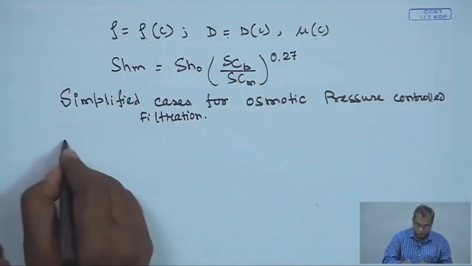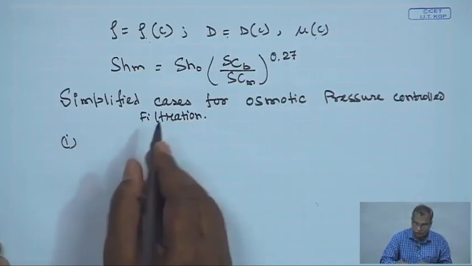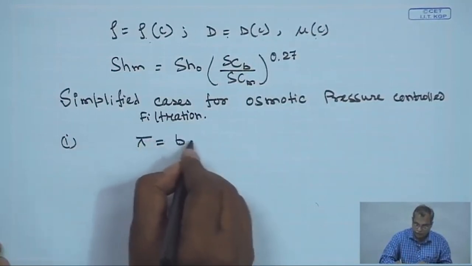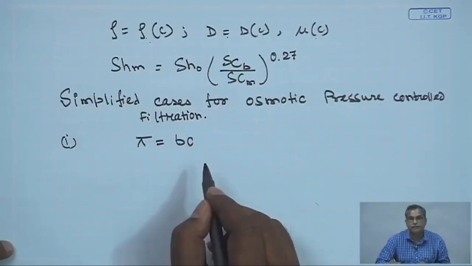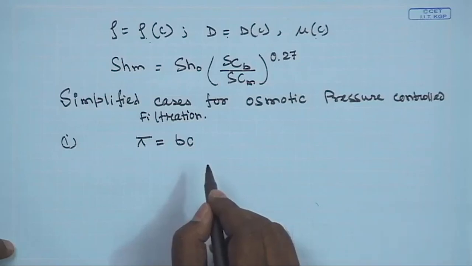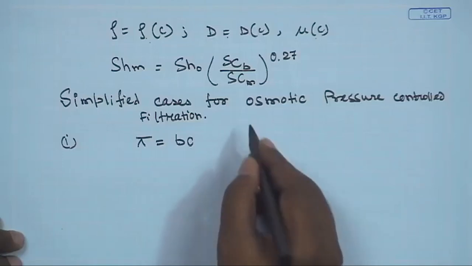So, the first case: for all the cases, we consider osmotic pressure as a linear function of concentration. If you consider osmotic pressure as a polynomial of concentration, that will include nonlinearity in the governing system, and that will preclude obtaining an analytical solution. So, let us look into simplified cases where an analytical solution is possible and the functional variation of the independent variable with respect to the dependent one will be clear in front of the eyes of the readers.